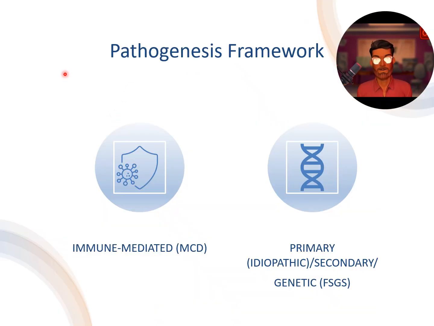When we think of the pathogenesis of nephrotic syndrome, again, we have minimal change disease and FSGS, or steroid-resistant nephrotic syndrome. Minimal change disease is immune-mediated, and that's why some of our medications, like steroids and rituximab, work. Whereas FSGS can be primary, which is idiopathic, secondary to, say, adaptive FSGS, to, let's say, sickle cell anemia or obesity, as well as genetic FSGS, where there's genetic mutation leading to the FSGS.